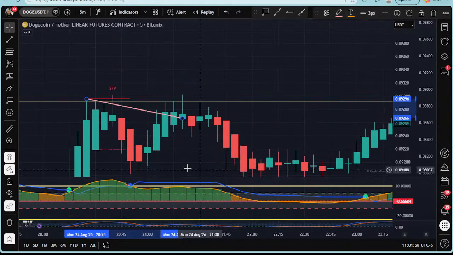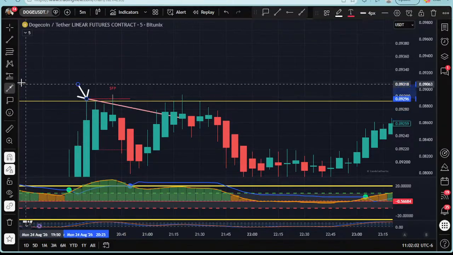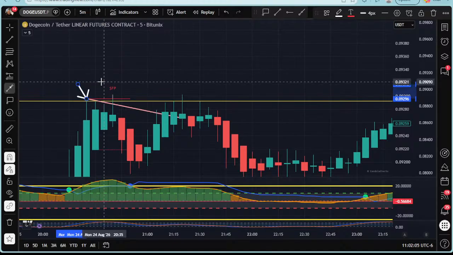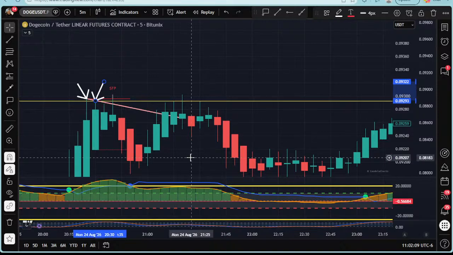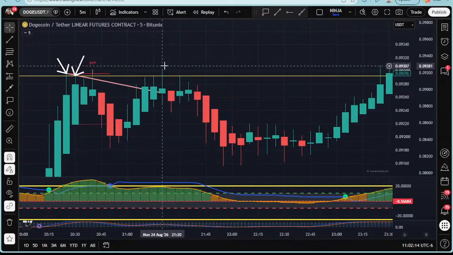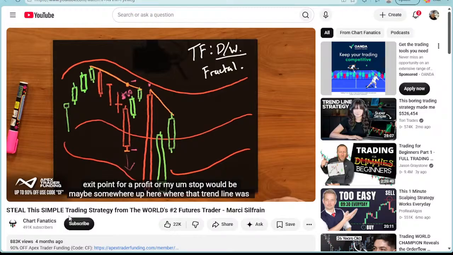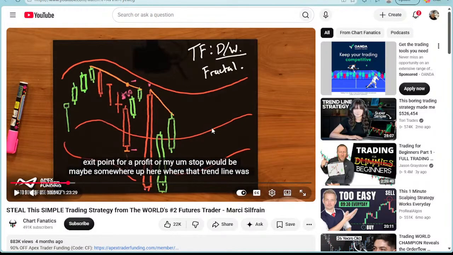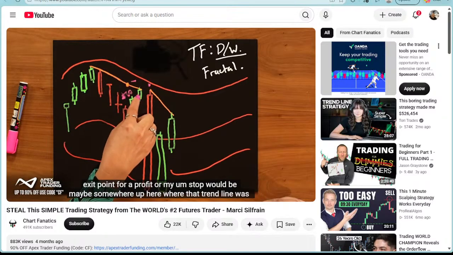Let me make this a little bit thicker, because what it's going to do here is touch the top of this one and the top of that candle. That's going to create our trend line. Now, when this pulls back, the strategy, remember, this strategy is coming from this woman here, Steal the Simple Trading Strategy from the World's #2 Futures Trader, right? So she's a trader. Her stop would be maybe somewhere up here.